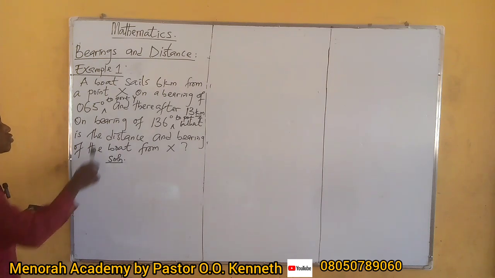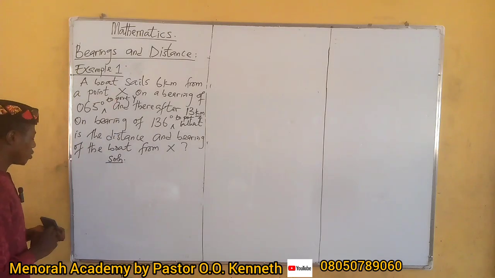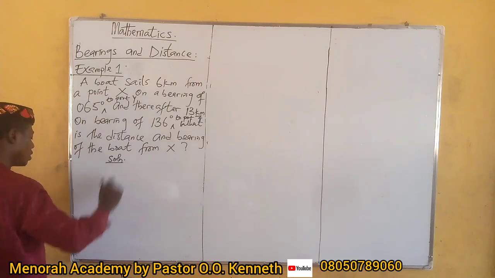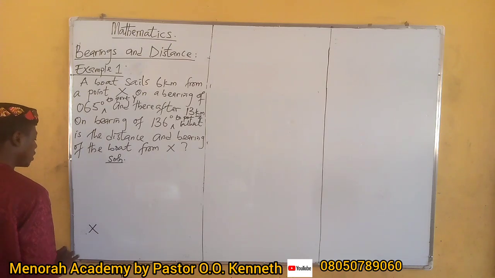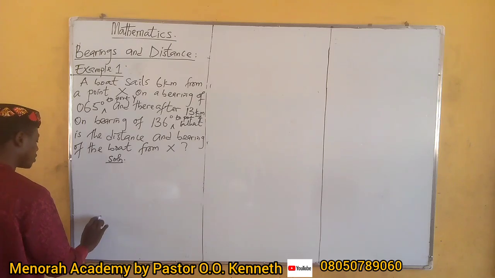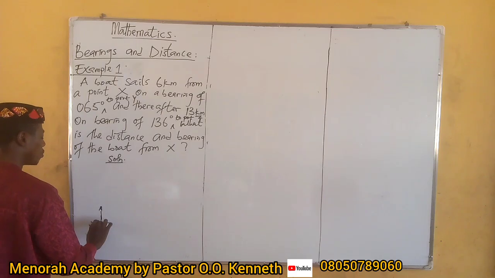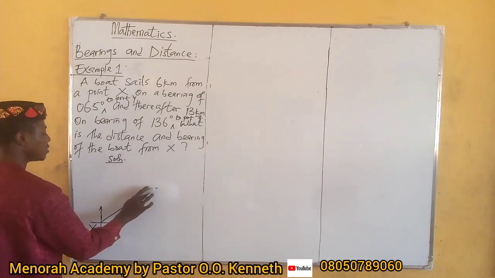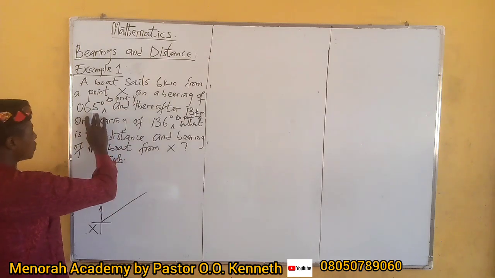Okay, so a boat sails 6 kilometers from point S, and then the bearing of 65, so the bearing will be going upward. So let's assume that this is my point S. And at every point you must have a cardinal point, and this is the north. And they say it sailed 6 kilometers, so let's say this is my 6 kilometers, from point S on the bearing of 65 degrees.